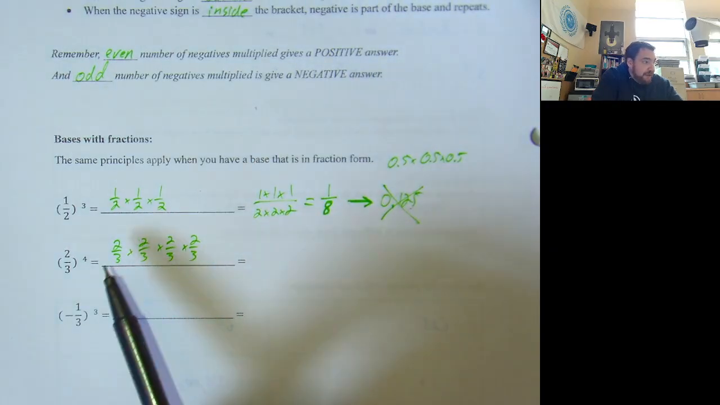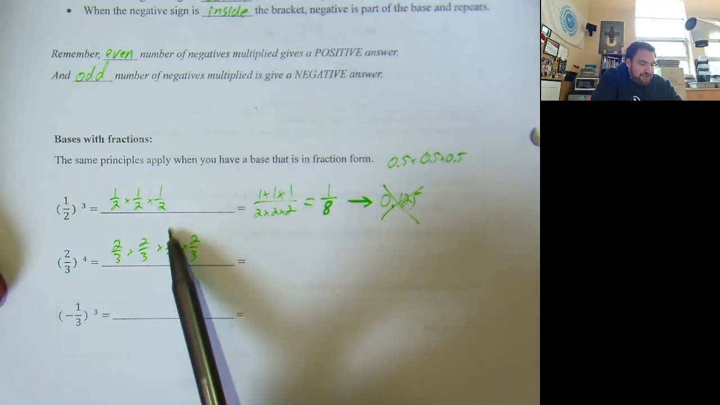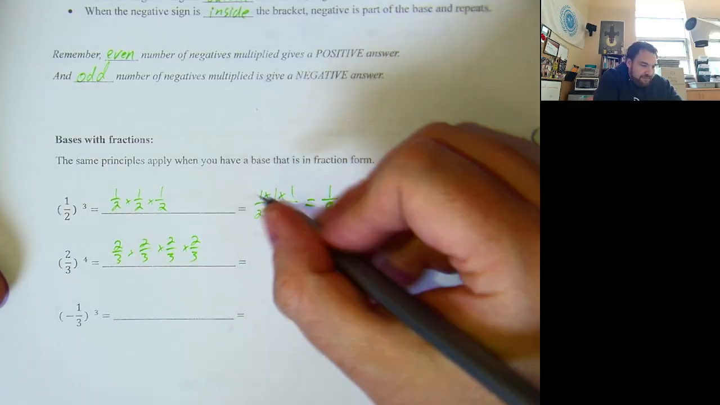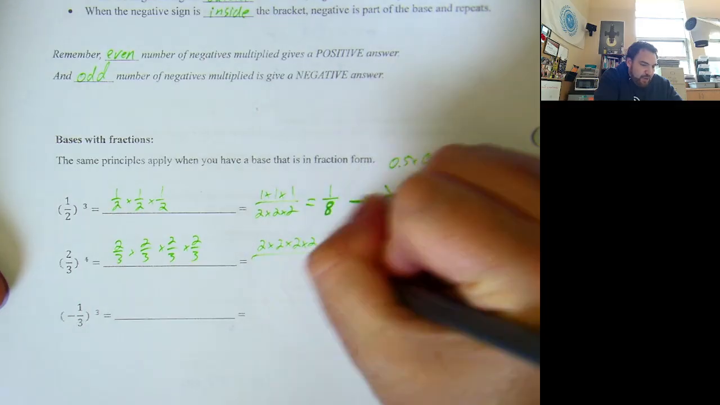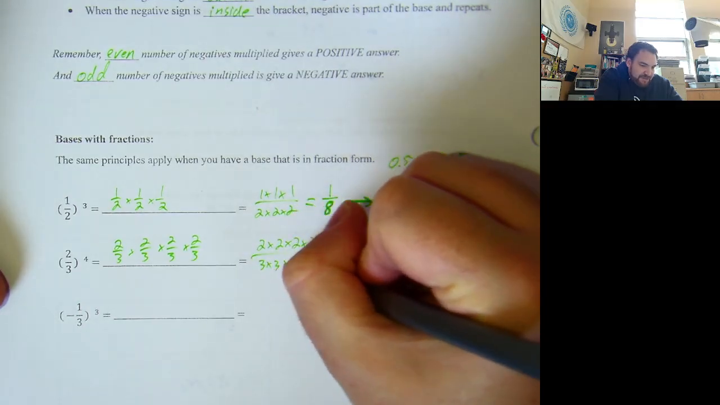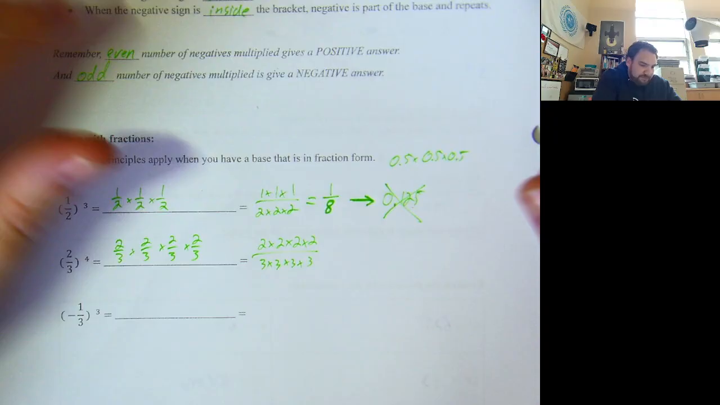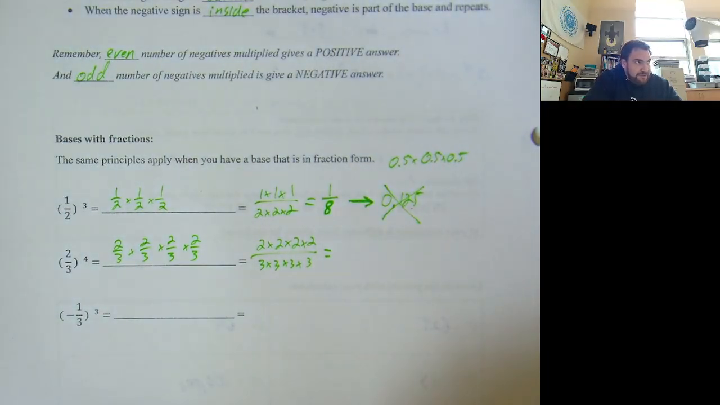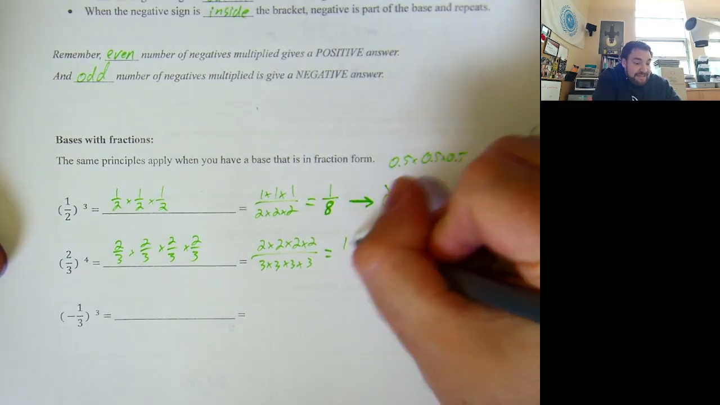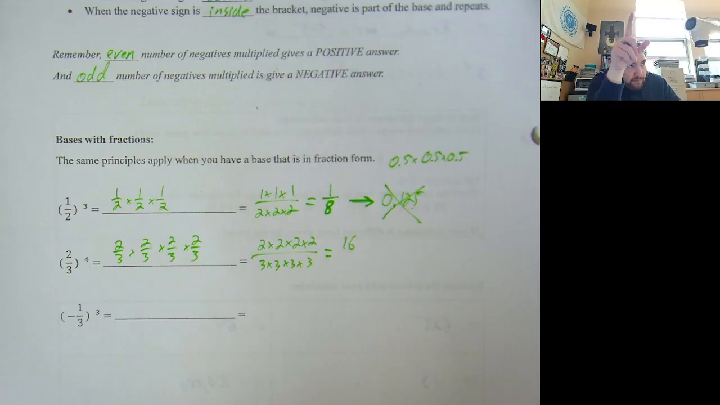The base is the fraction: 2/3 times 2/3 times 2/3 times 2/3. It's just going to be 2 times 2 times 2 times 2 over 3 times 3 times 3 times 3. Pavneet already said it. 2 times 2 times 2 times 2 is 16, not 8, because 2 times 2 is 4, and then 4 times 2 is 8, and then 8 times 2 is 16.